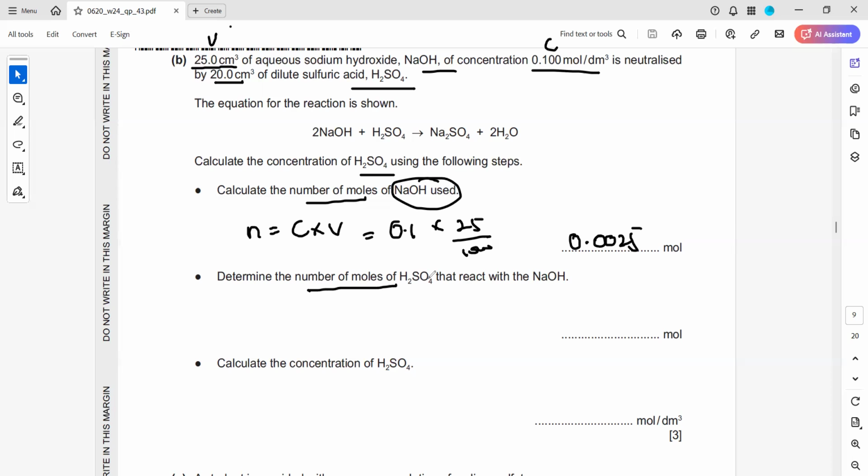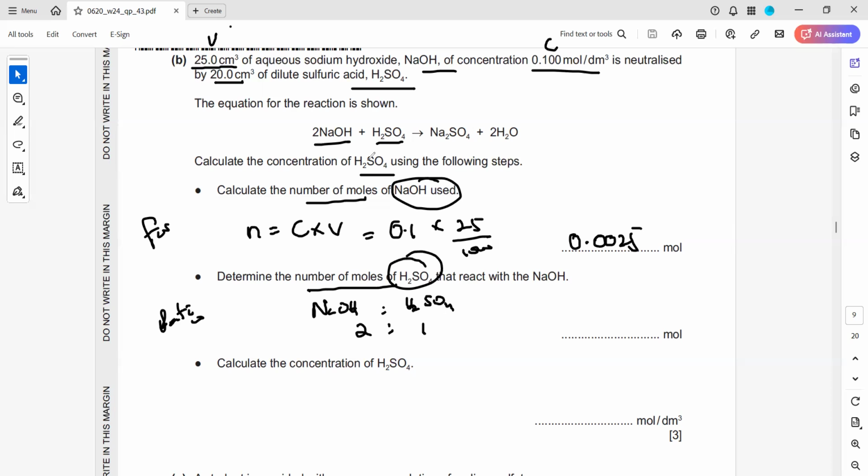Determine the number of moles of sulfuric acid. The first one we solve by formula. The second one we'll use a ratio. We'll take a ratio between sodium hydroxide and sulfuric acid. So according to the equation, the ratio between sodium hydroxide and sulfuric acid is 2:1.